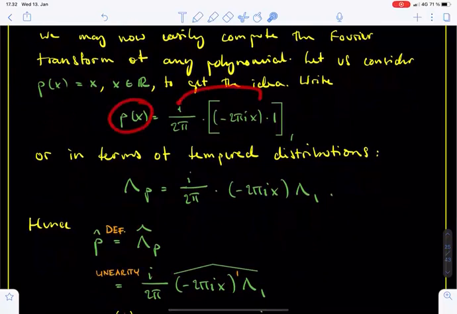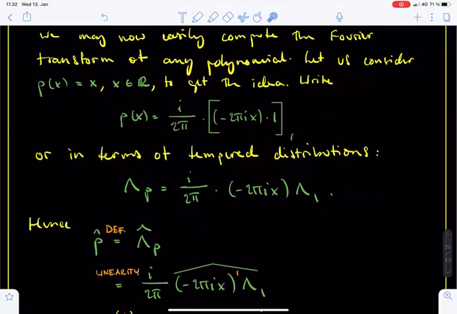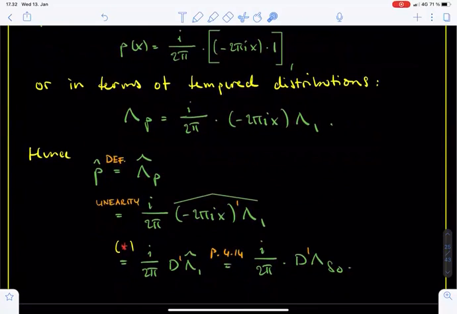Since the left and the right hand sides are the same functions, also the tempered distributions induced by these functions are the same. The tempered distribution induced by p equals i over 2 pi times the tempered distribution induced by 1 times the monomial minus 2 pi ix. Now we can compute the Fourier transform of the polynomial p, which by definition means the Fourier transform of the tempered distribution induced by p. We apply the formula we just derived to see that this Fourier transform equals i over 2 pi times the Fourier transform of the distribution (minus 2 pi ix) times lambda subscript 1.